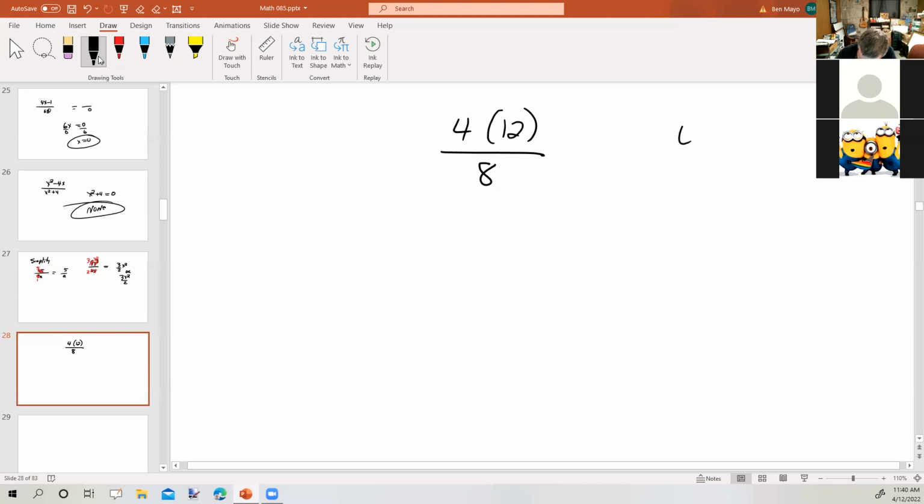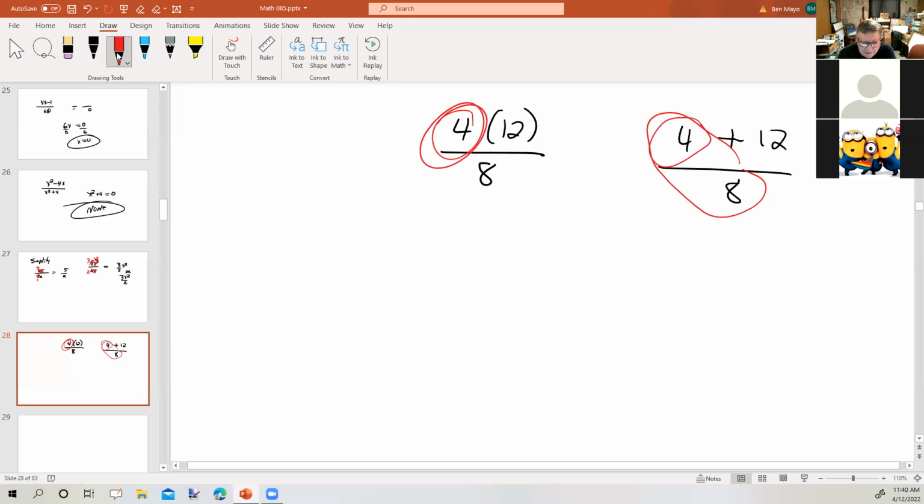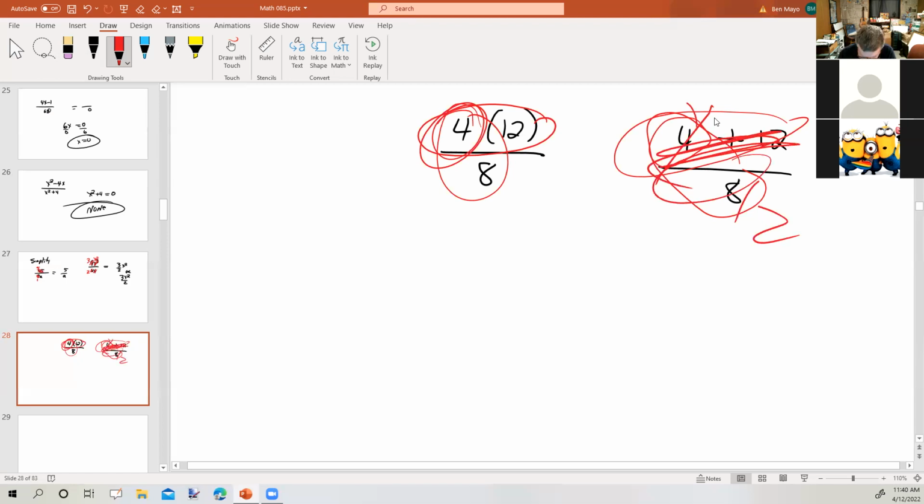Now, here's the real test. In that problem, can we reduce the 4 over the 8? No. Why not? Because you have to add first. Yeah, because this 4 over here is a factor, right? They're being multiplied so we could reduce it. But here, you'd have to add them first. So you couldn't say, well, 4/8 is 1/2 and then go from there. That's wrong. Okay, now keep that in mind.